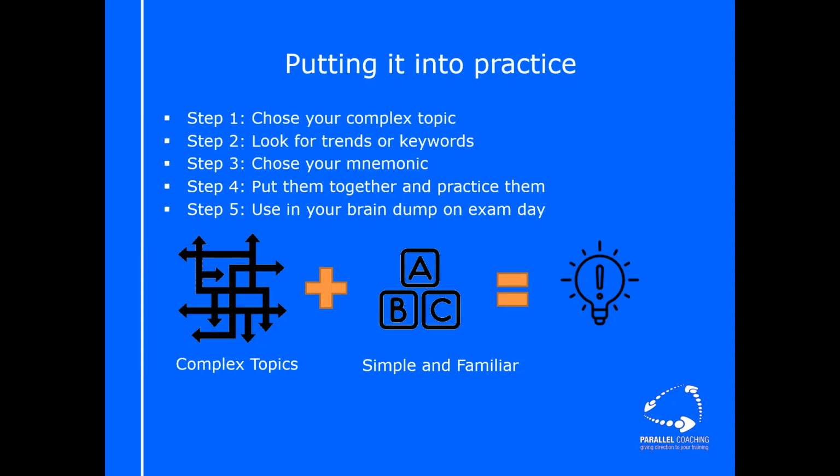First of all, step 1 is to choose your complex topic. So your complex topic could be the digestive system, for example. Then step 2 is to look for trends or keywords.